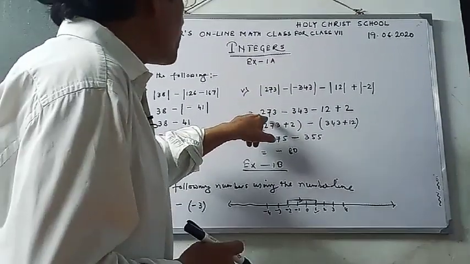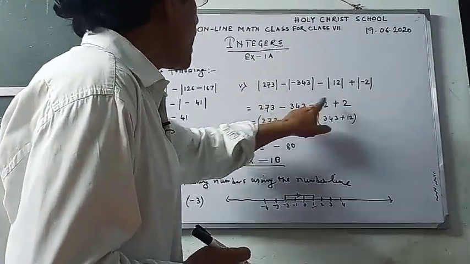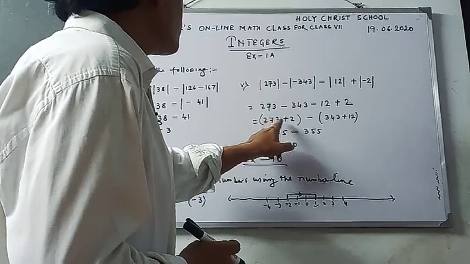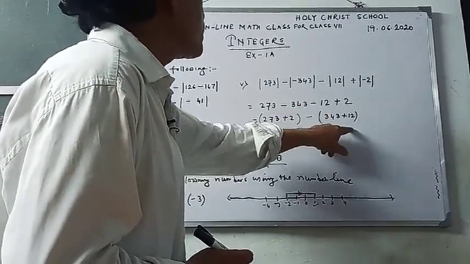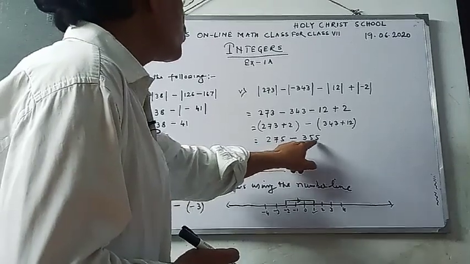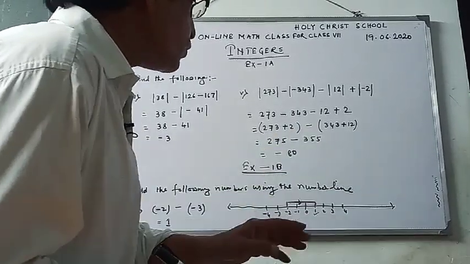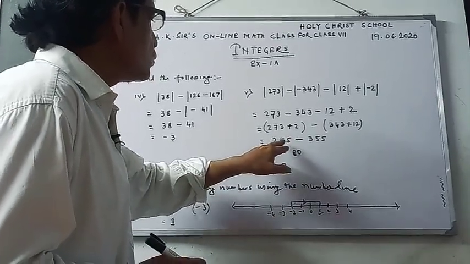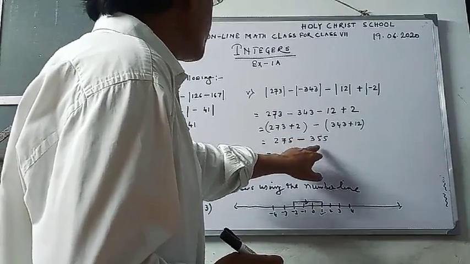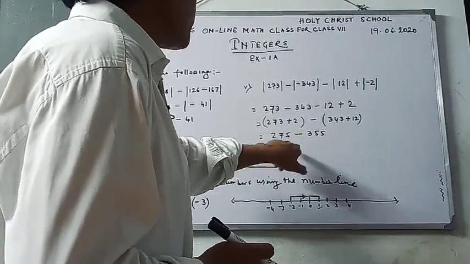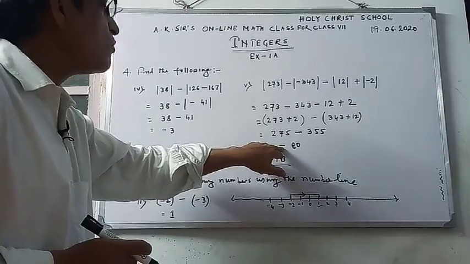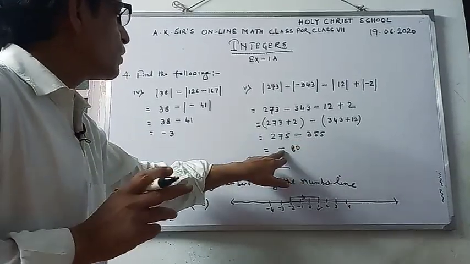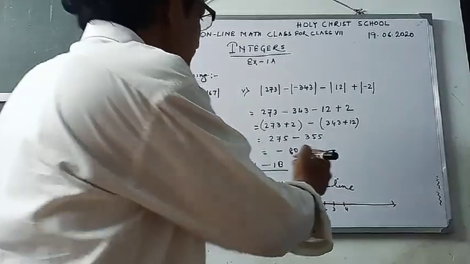So here there are 2 positive integers and 2 negative integers. The sum of the 2 positive integers is 275 and the sum of the 2 negative integers is 355. 275 minus 355, that means you have to subtract 275 from 355, which is 80, and attach the sign of the greater absolute value. It was the rule. So the answer is minus 80.